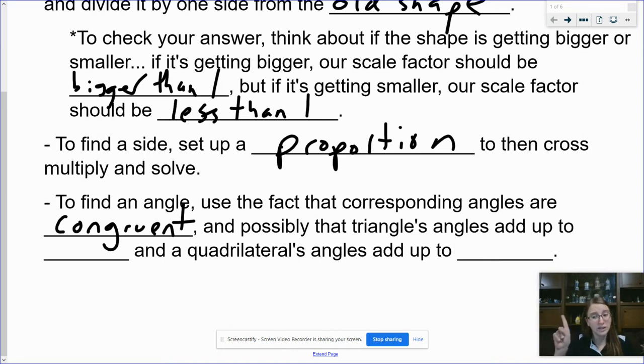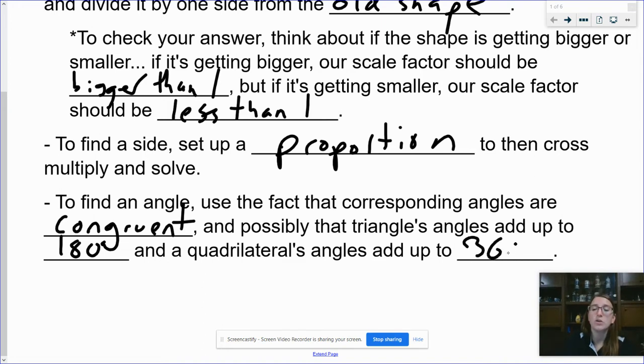Now, possibly you might need this information as well. You might also need to use the fact that in a triangle, the angles add up to 180. And this was slightly new information, but you should have written it down somewhere. Again, we did talk about this in the notes. A quadrilateral, meaning a 4-sided figure, any 4-sided figure, doesn't matter if it's pretty or not, adds up to what?